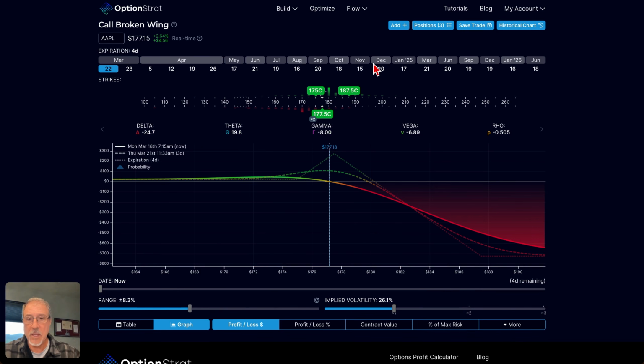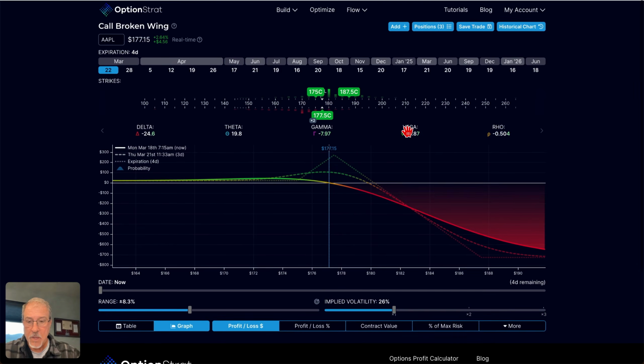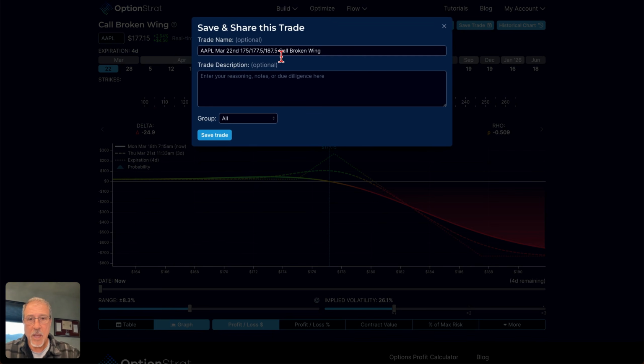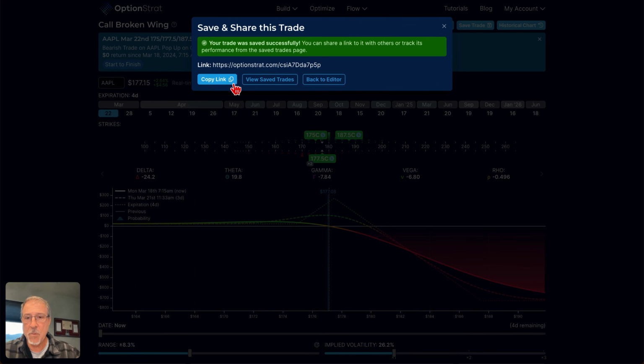I do like this setup, and I'm going to go ahead and lock this trade down. Let's just save this as Apple call, broken wing butterfly. I'm going to make a note here. This is bearish trade on Apple, pop up on Google news. And this is going to be one of the start to finish series. And I'll just save this trade, and then I will share the link down below for everybody so that you can copy this and kind of model it, play with it yourself, watch it yourself.